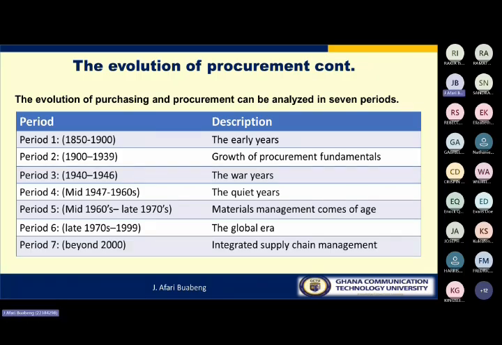Let's look at some developments that actually influenced the profession, the practice, and the academic aspect of procurement. There are about 7 periods here, and some of these activities influence what we are doing today. So we have period 1, from 1850 to 1900. This does not mean that procurement or purchasing started from 1850. That is not what I'm trying to say.